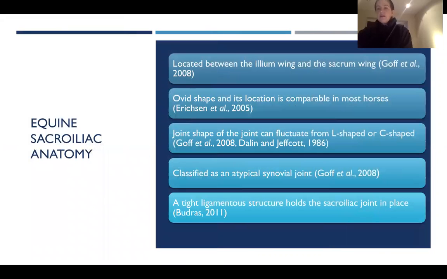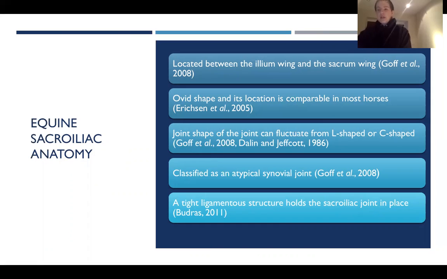The equine sacroiliac joint is located between the wing of the ilium and the wing of the sacrum. It's approximately oval in shape and the long axis is angled to the midline. Upon identification by scintigraphy, the sacroiliac joint appears wider and more laterally positioned in an oblique view in contrast to a dorsal view. The location of the joint has been proven angulous in most horse breeds.